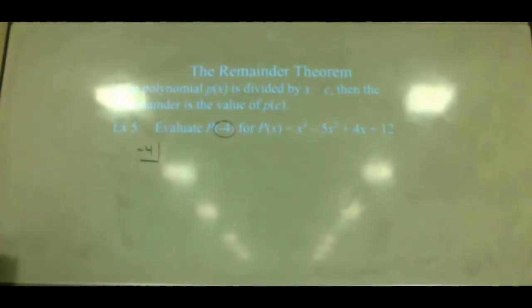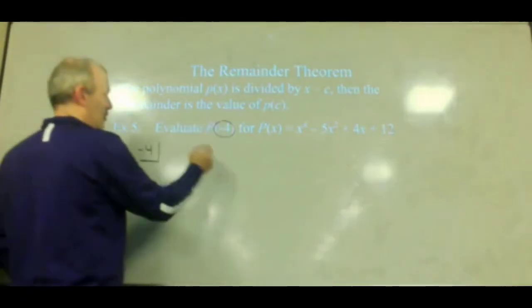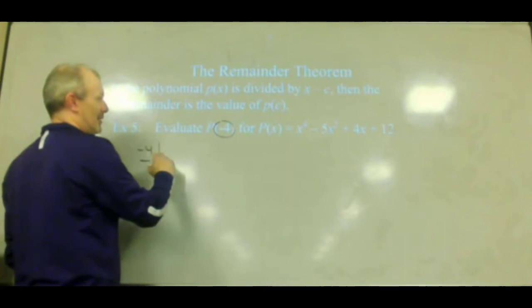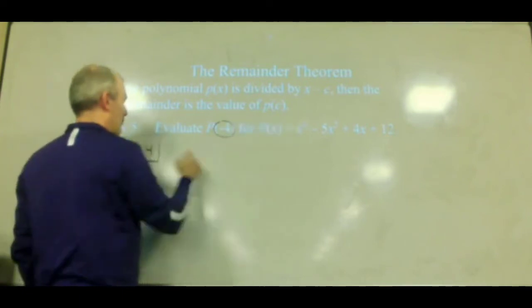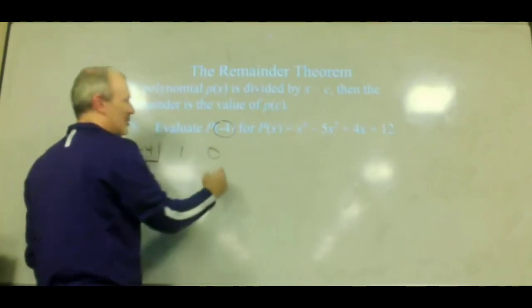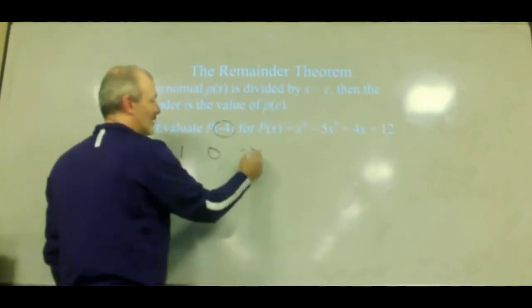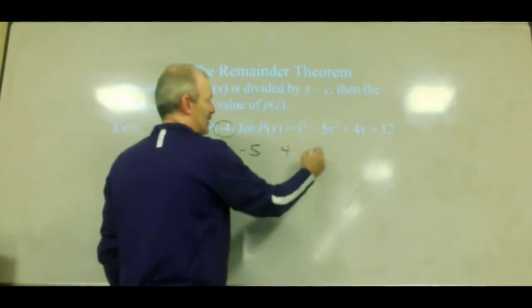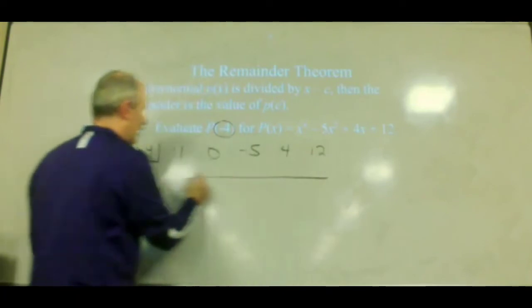Okay? And then what are we going to write down here for our coefficients? 5. Nope, there's one before that. Or actually, there's 2 before that. Oh yeah. The 1 for the x to the 4th, and then 0 for x cubed, negative 5 for x squared, 4 for the x, and 12 for the constant. And then we put our line.